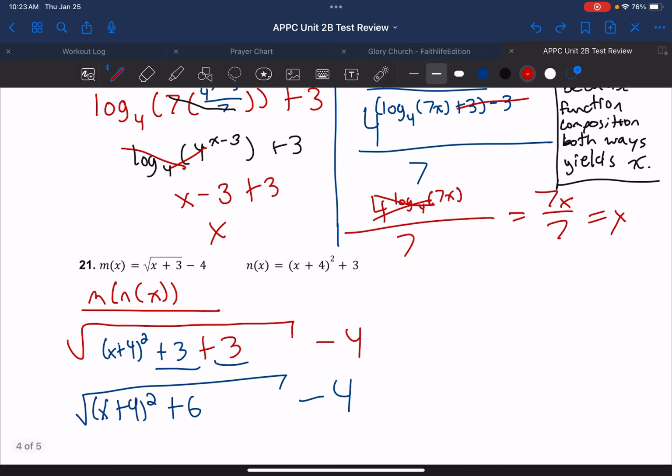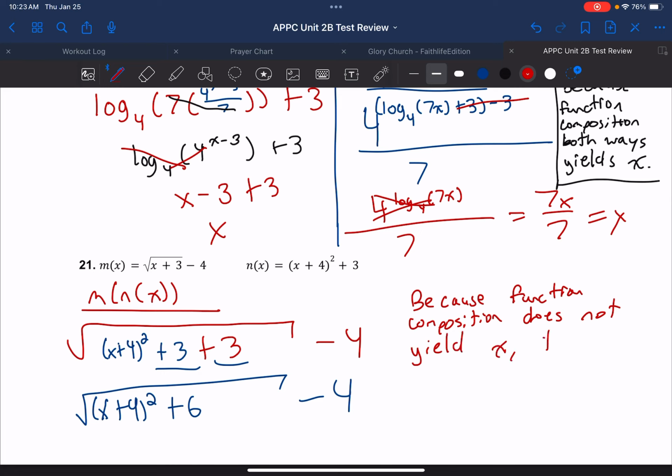So I can just say because function composition does not yield x, the functions are not inverses. Okay, so the big key there is if you plug them into each other, it should completely cancel out and you should be left with x.